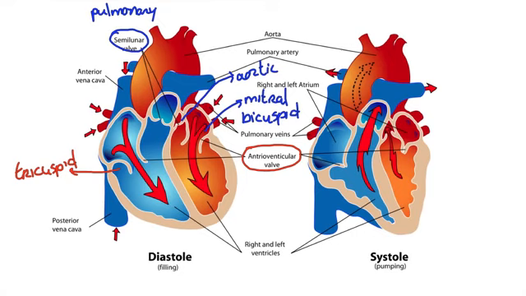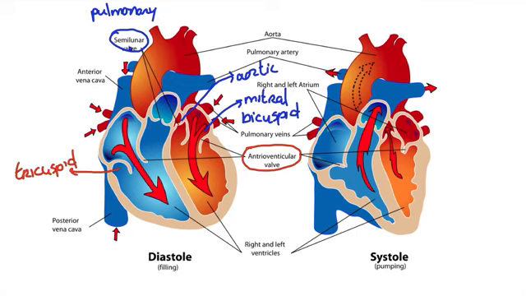So these are the different names, and I want you to know these names: tricuspid, bicuspid, mitral, atrioventricular, aortic, semilunar, which is the pulmonary and the aortic. And those are the valves that I want you to be familiar with.